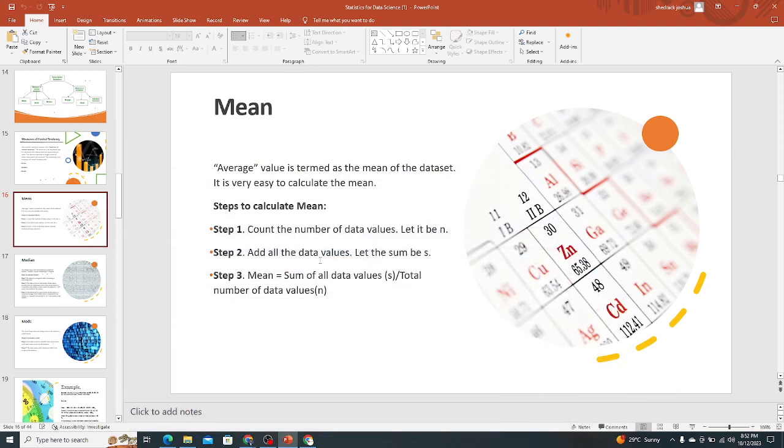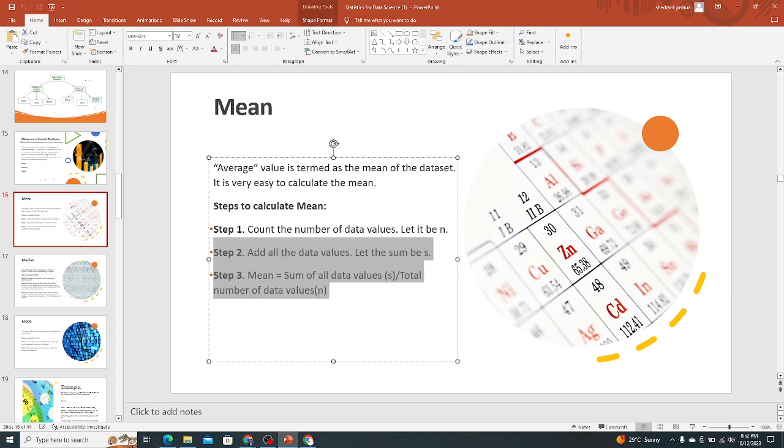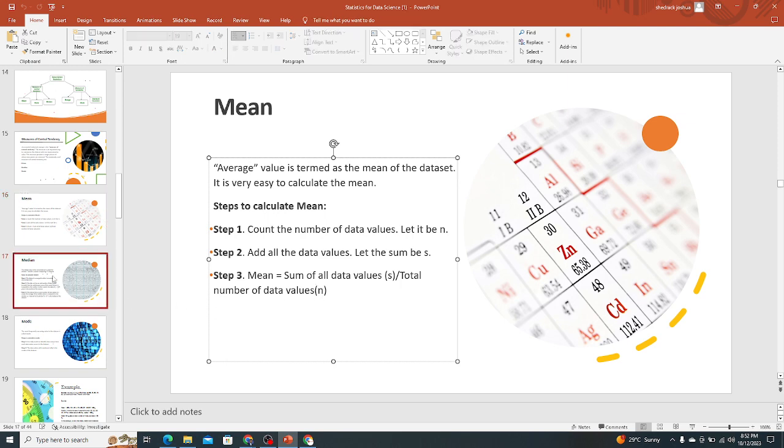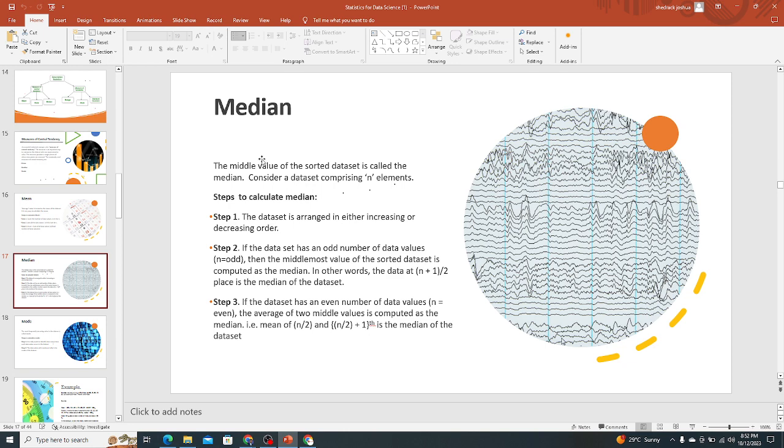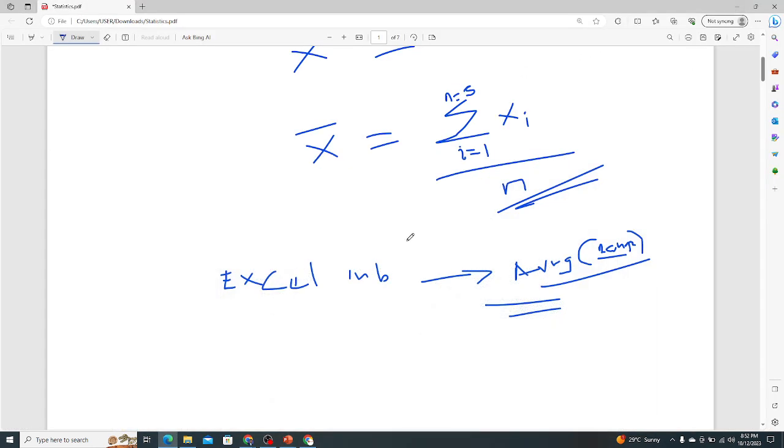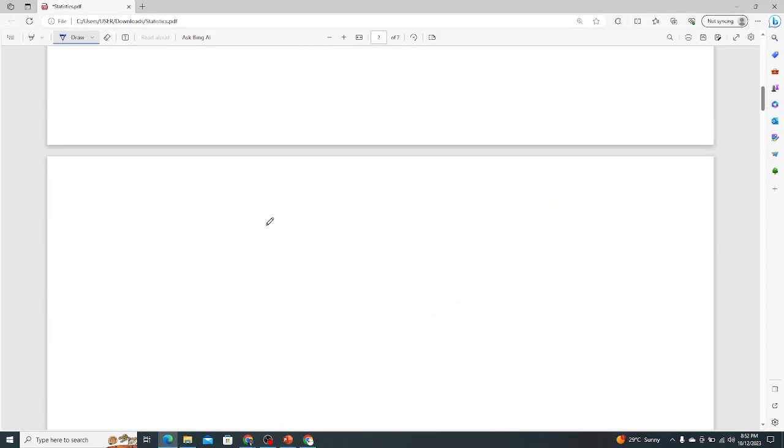Okay, let's continue. So we have average, then whatever we've discussed here. You can see mean is given by the sum of all data values divided by the total number of data values. Okay, all right, good. Let's go to median. I'm going to illustrate the median.